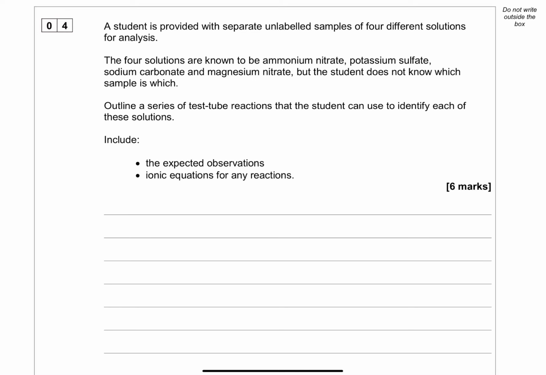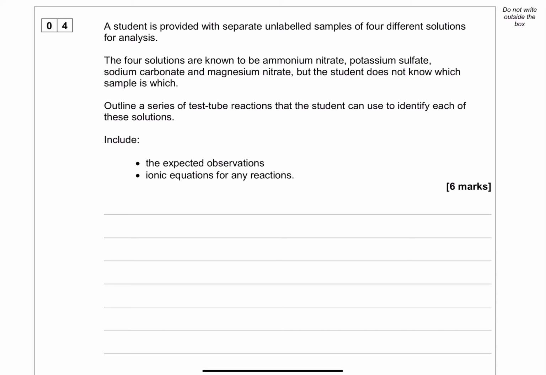A student is provided with separate unlabelled samples of 4 different solutions for analysis. The 4 solutions are known to be ammonium nitrate, potassium sulfate, sodium carbonate and magnesium nitrate, but the student does not know which sample is which. Outline a series of test tube tests that the student can use to identify each. Give the expected observations and ionic equations for any reactions.